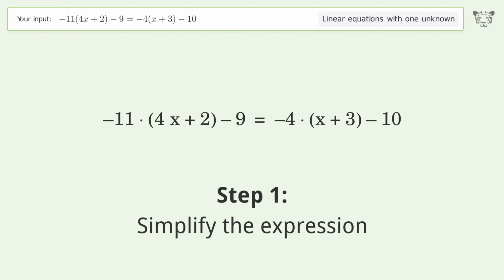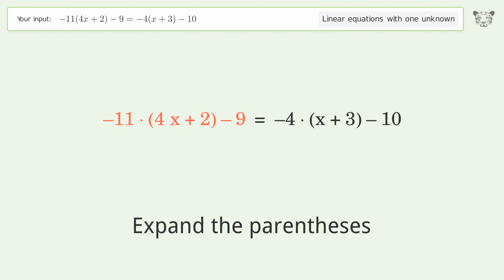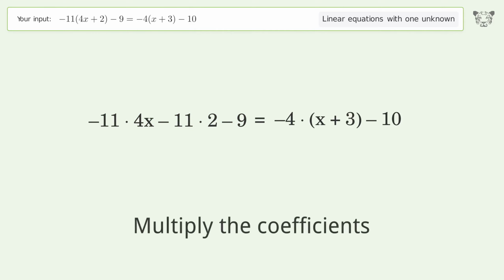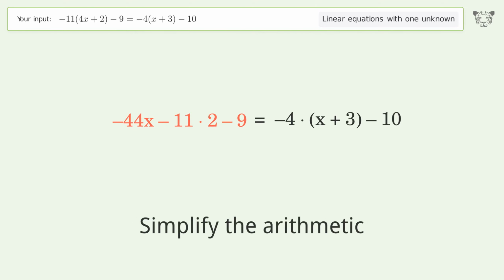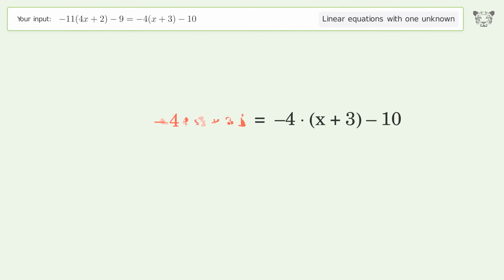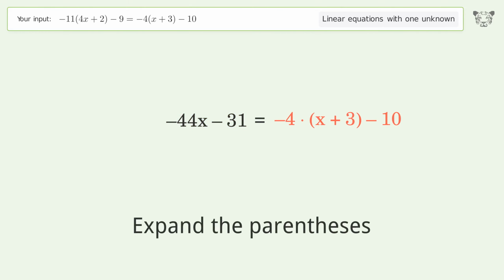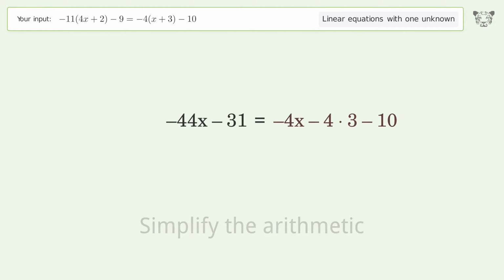Simplify the expression. Expand the parentheses. Multiply the coefficients. Simplify the arithmetic. Expand the parentheses. Simplify the arithmetic.